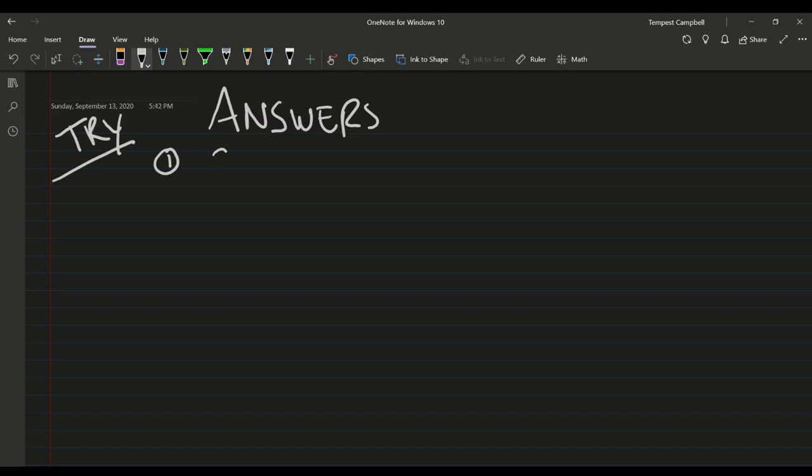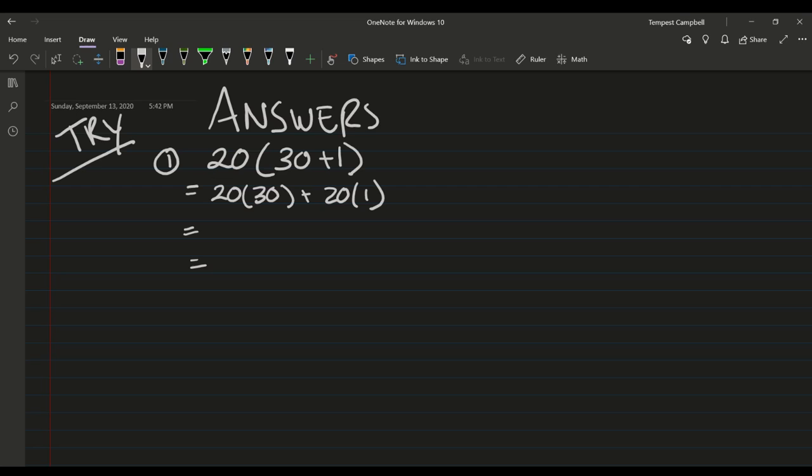So number one, we had 20 times 30 plus 1. So when we distributed that, that's going to equal 20 times 30 plus 20 times 1. All right, so we get 20 times 30 plus 20 times 1. 20 times 30 gives us, well, 2 times 3 gives us 6. Then we have 2 zeros after that, plus 20, because 20 times 1 is 20. And then we get 600 plus 20 gets us 620. So notice how you could easily probably do something like this in your head if you tried it. So next, let's do number 2.